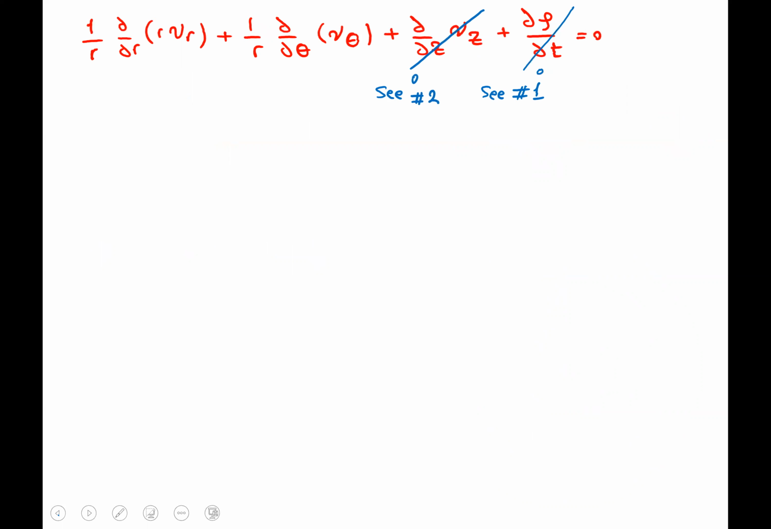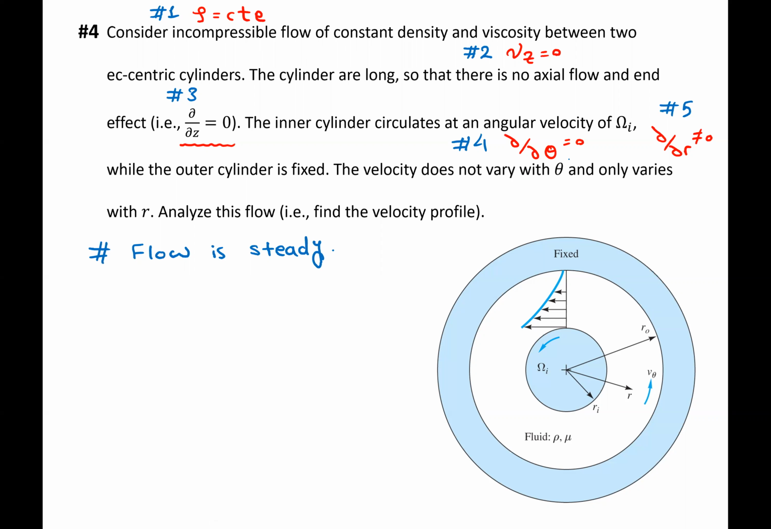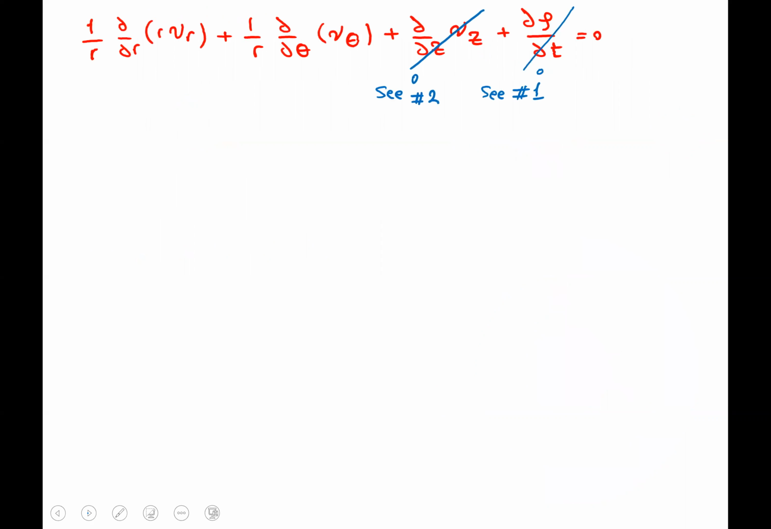And then the other thing, if we go back, is that variation with respect to theta is 0. It says the velocity does not vary with theta. So the first derivative with respect to theta is 0. Here is the first derivative with respect to theta, which is 0. So see number 4. So this term is the only term that is left.